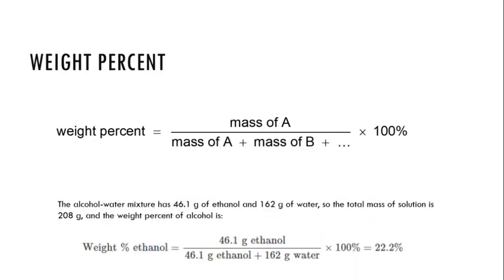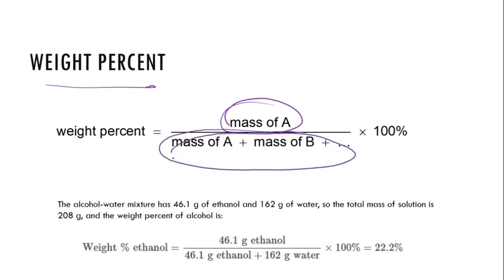Another quantitative aspect is weight percent. To find weight percent, similar to the mole fraction, we just take the mass of A divided by the total mass of the solution and times it by 100.